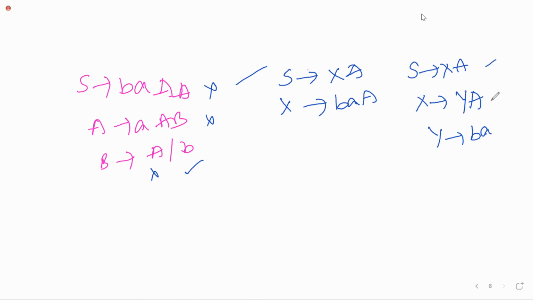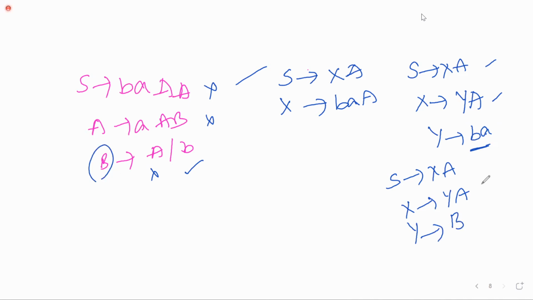This is in CNF. This is in CNF. What about this Y? Again, you have to arrange, no? This is not in CNF, no? Yes, ma'am. Next step. These two are in CNF, so no need to do anything. X tends to YA. Y tends to, in place of small b, you can replace capital B. In place of small a, you can replace some Z. Z tends to a. So the first production now is in the form of CNF.